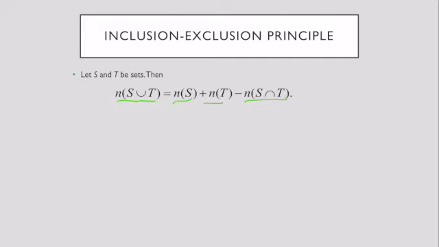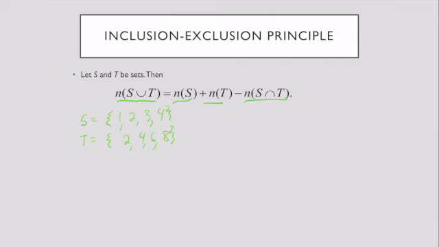Let's let S equal {1, 2, 3, 4}. And let's let T equal {2, 4, 6, 8}. And I want to find S union T and S intersect T. Then we'll look at their sizes and show that this inclusion-exclusion principle works.